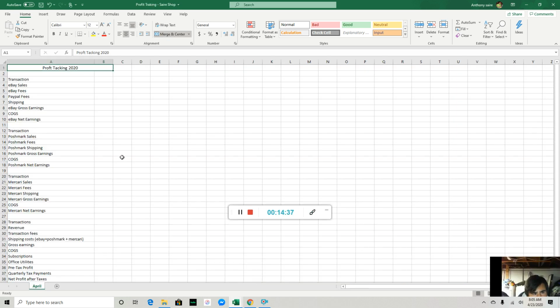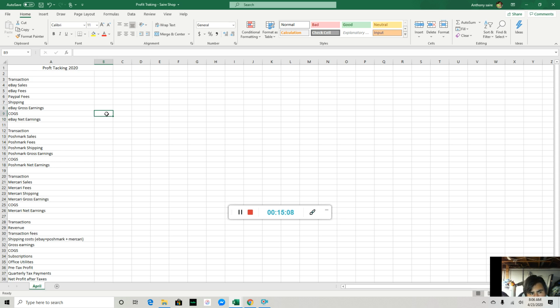Now, in general, after I start tracking everything, at the end of the month, or towards the end of the month, usually in about 6 days at the 29th, I usually go and start recording my transactions. My eBay transactions, the sales, the fees, the PayPal fees, the shipping, my eBay gross earnings, and then I put in the magical cost of goods sold and my eBay net earnings.